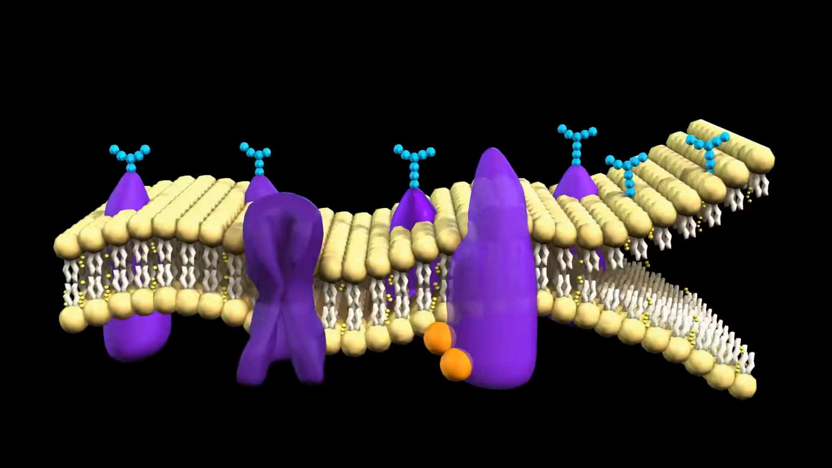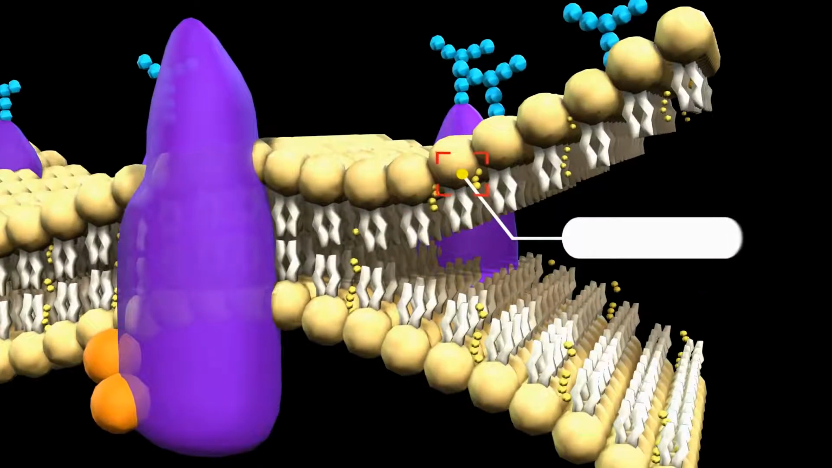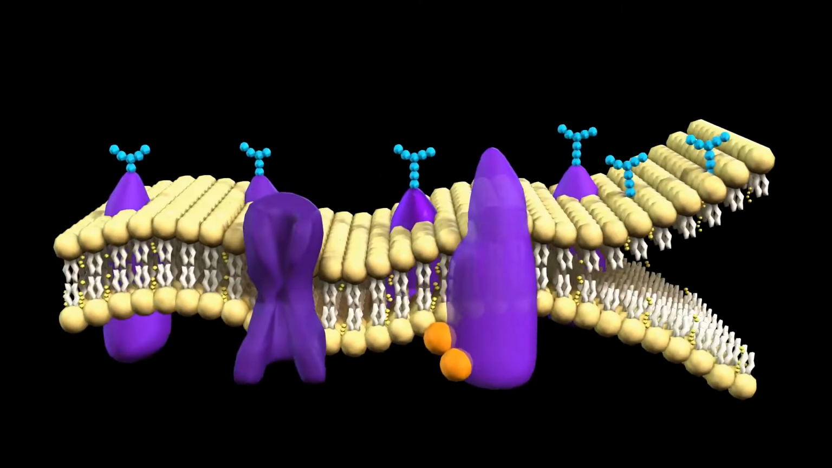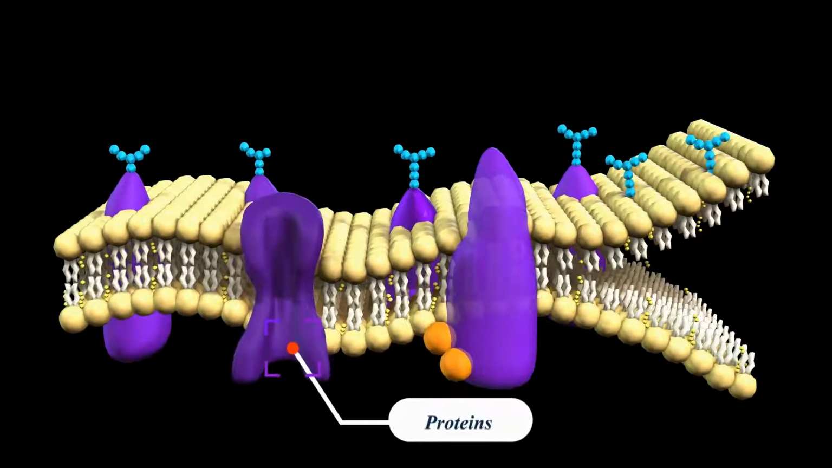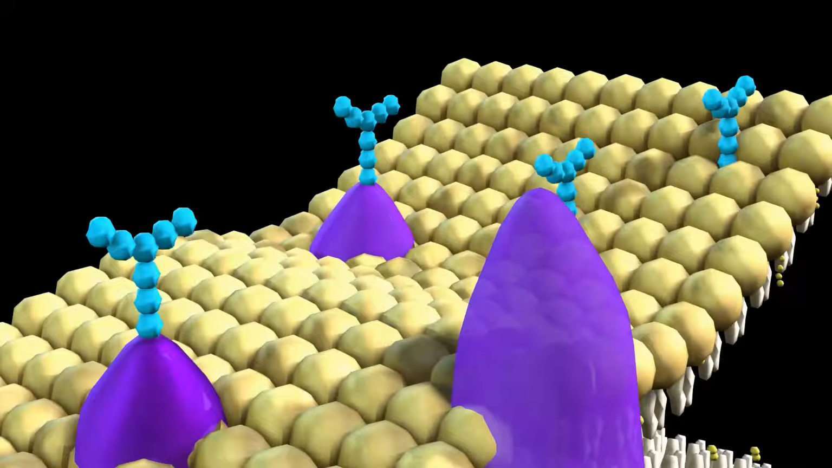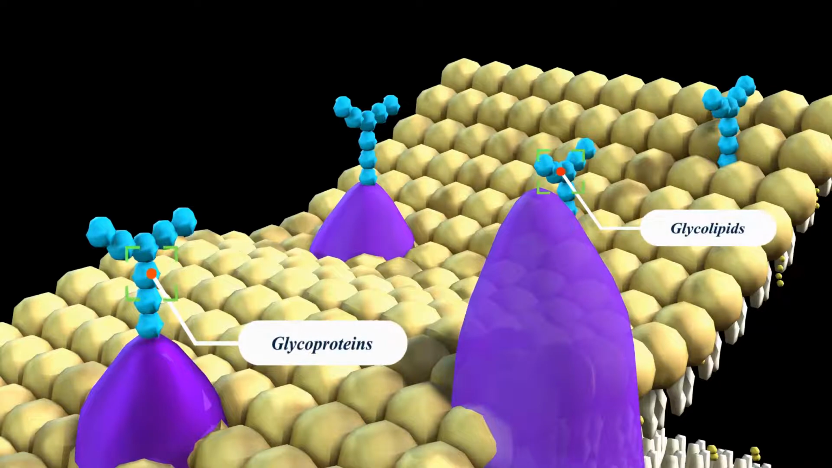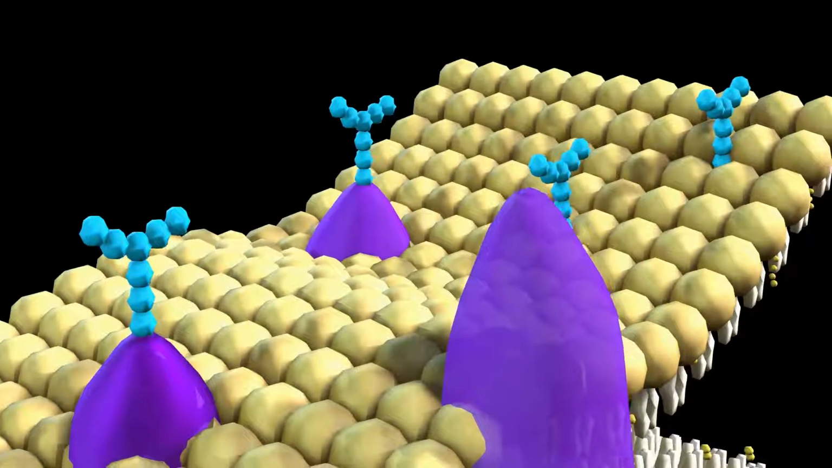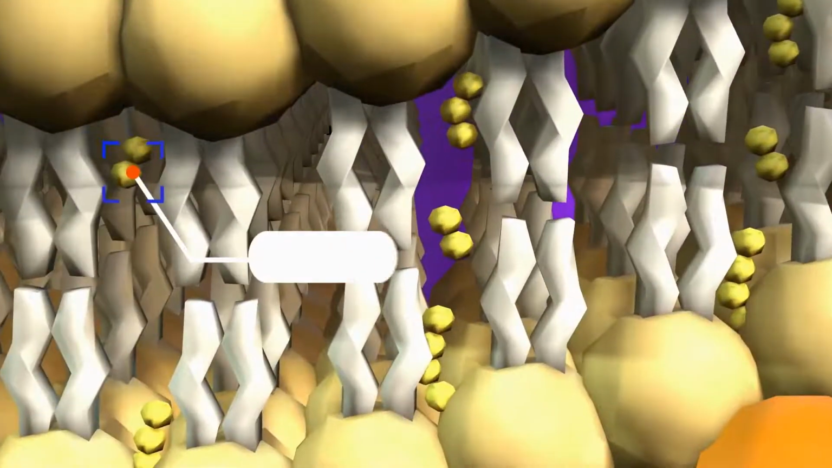The plasma membrane consists of a phospholipid bilayer, proteins embedded in the phospholipid bilayer, carbohydrates, some attached to proteins forming glycoproteins, others attached to lipids forming glycolipids, and cholesterol, embedded in the inner part of the phospholipid bilayer.